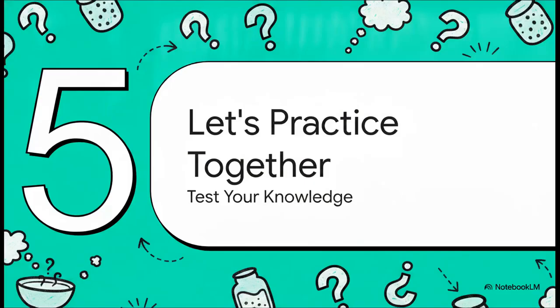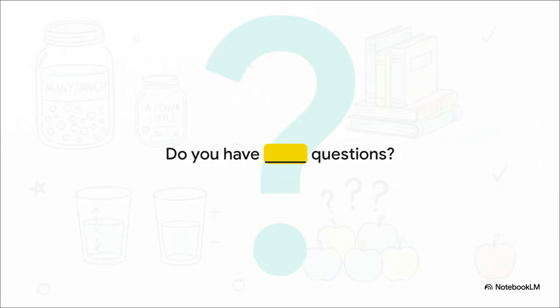All right, let's wrap things up with Section 5. Let's practice together. Time to test your knowledge. Let's put all this theory into actual practice and see if we can figure these out together. We're going to choose from our key 4 words: some, any, much, or many. Here is our very first scenario.